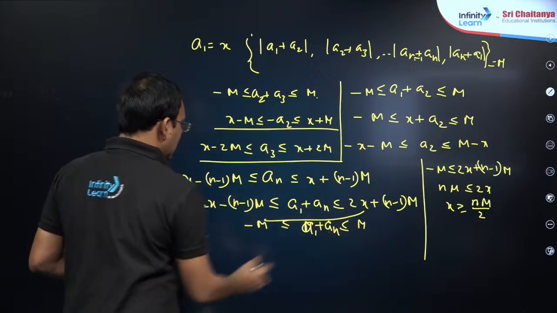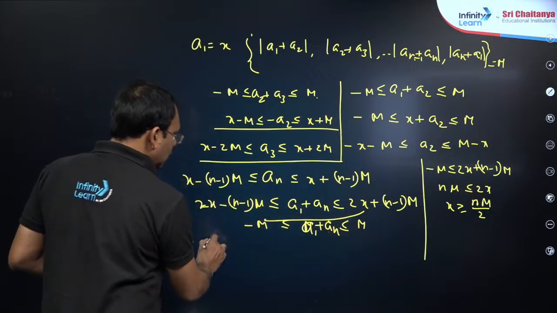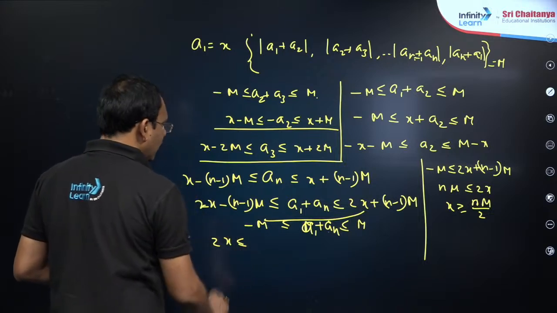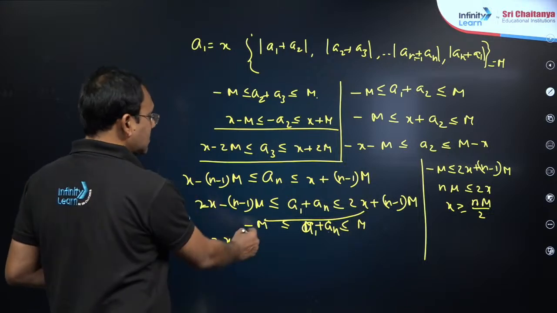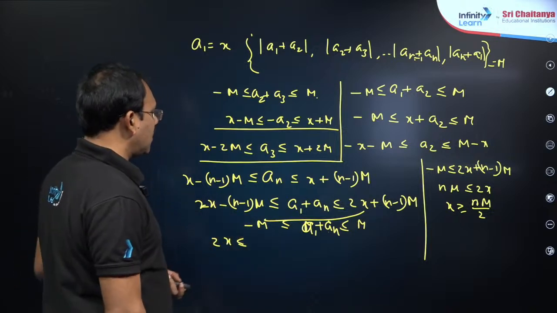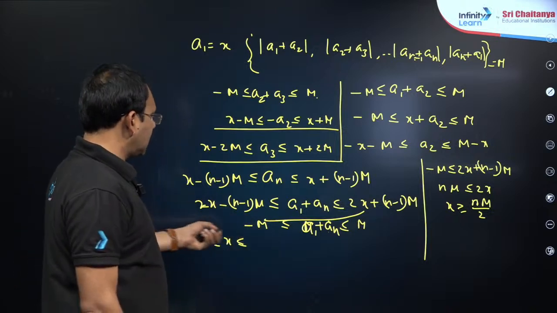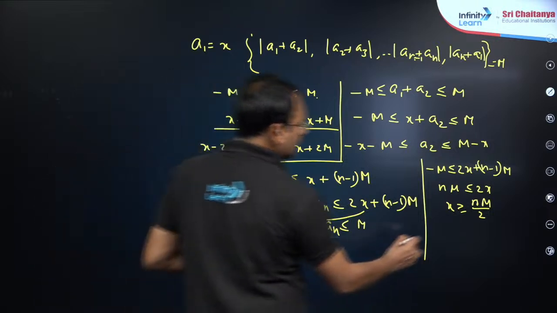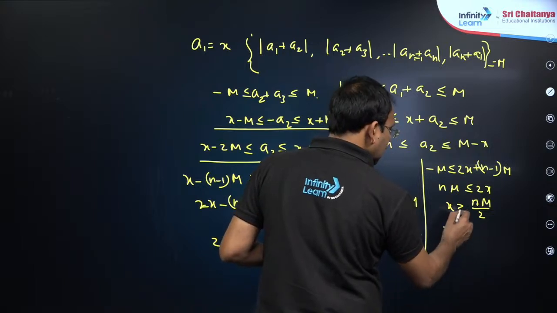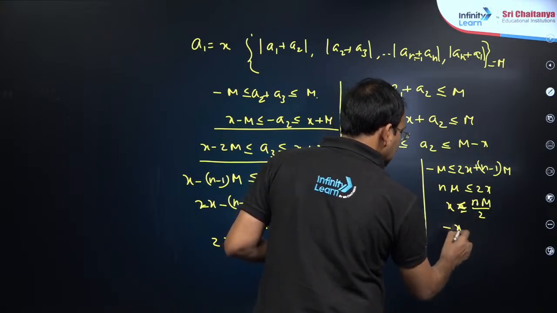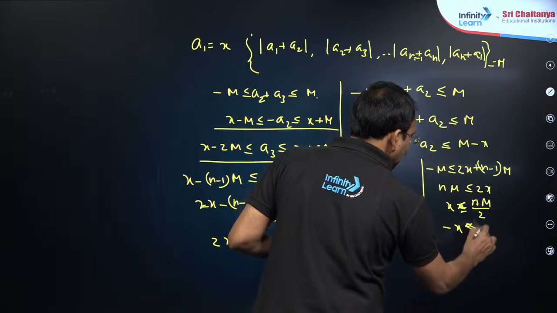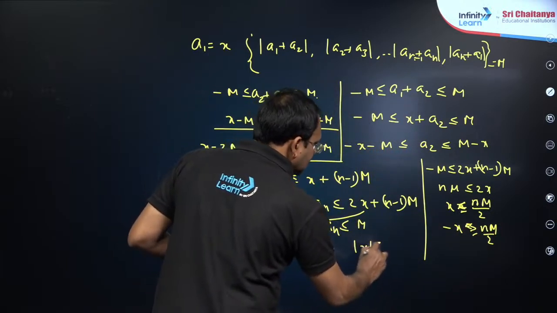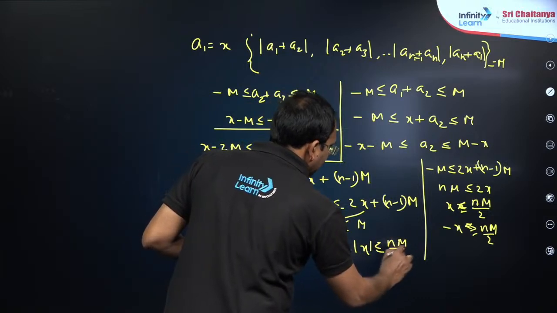Similarly, this is less than or equal to m, you will get here 2x is less than or equal to nm, from this, my dear friends. And here you will get 2x is less than or equal to m, from which you will get x less than or equal to this, and minus x greater than or equal to nm by 2 you will get. Conclusion is mod x is less than or equal to nm by 2.